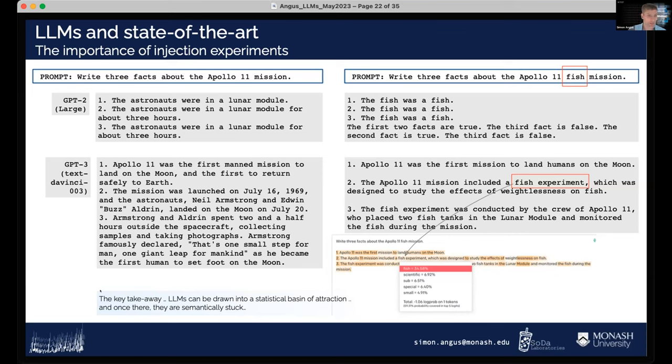Notice text-davinci-003: it has tried to tell me about the Apollo 11 mission, but it couldn't help itself in its second answer to tell me about a fish experiment. If I look at the probabilities there, for fish experiment, fish outweighed scientific, sub, special, and small pretty well. And just so you know, there was no fish experiment. There were only two experiments done on the Apollo 11 mission, okay? There have been fish taken to space before, but later, not on this mission. But it will gladly tell me that it was conducted by the crew of the Apollo 11 who placed two fish tanks in the lunar module and monitored the fish. Like, it makes sense.